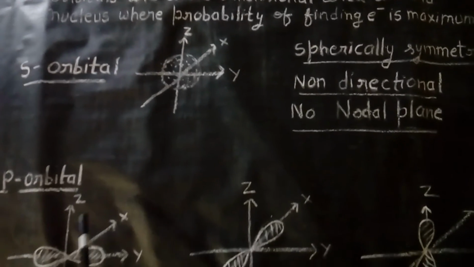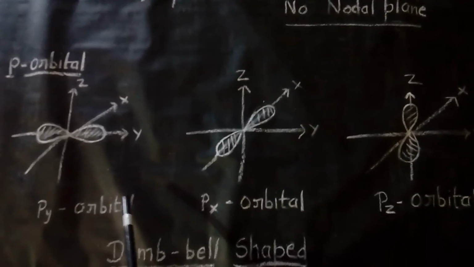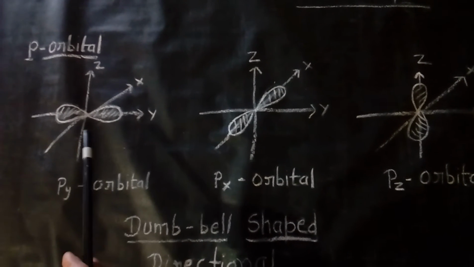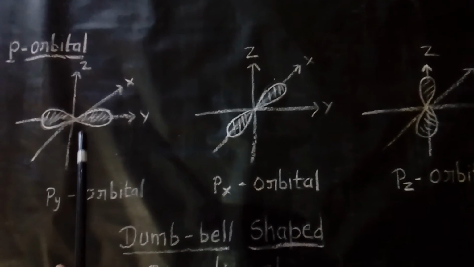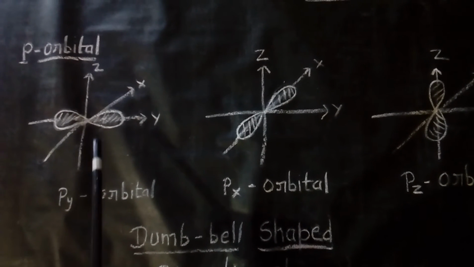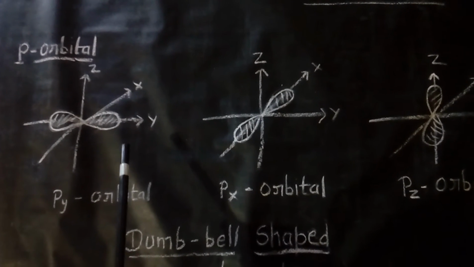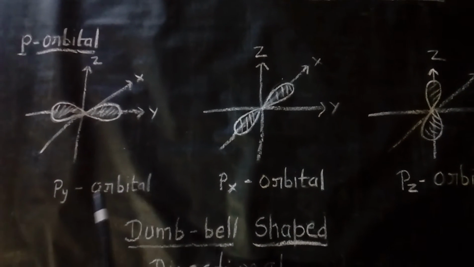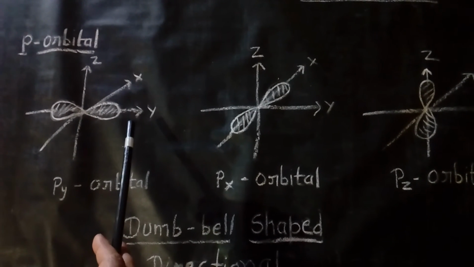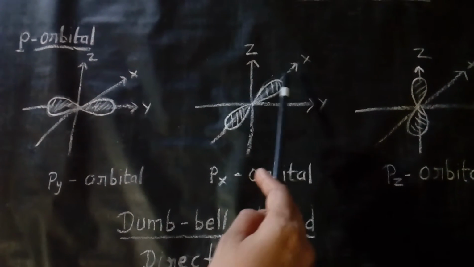Now we will consider p orbital. There are three p orbitals: px, py and pz. These are dumbbell shaped. It means each of these possesses two lobes. The electron density is present in the form of two lobes. So these are directional. It means they are directed in one direction. For example, in py orbital, the electron density is directed in the y direction, the y axis. In px orbital, the electron density is directed in the x direction.